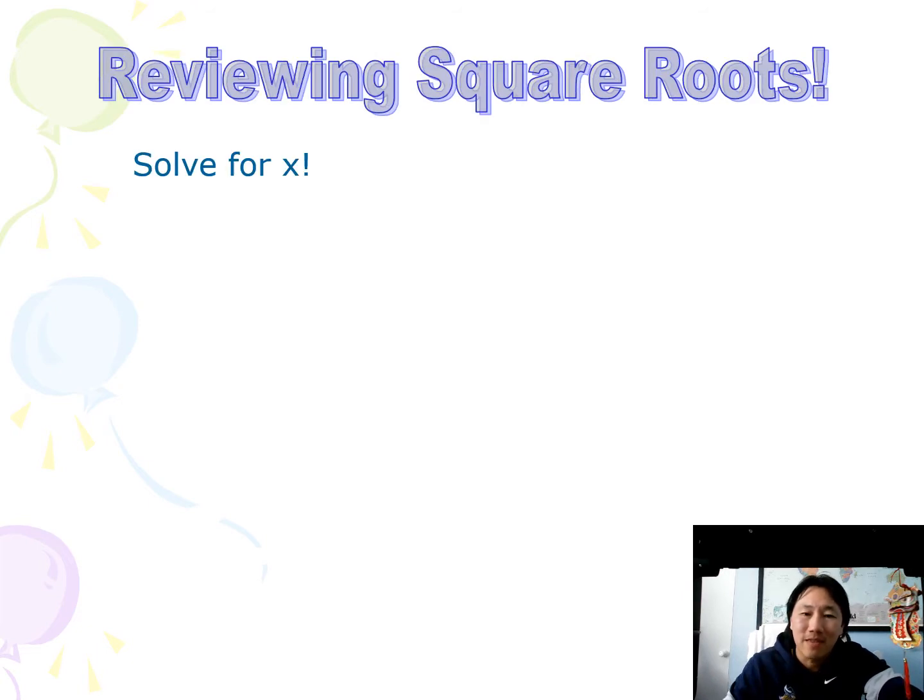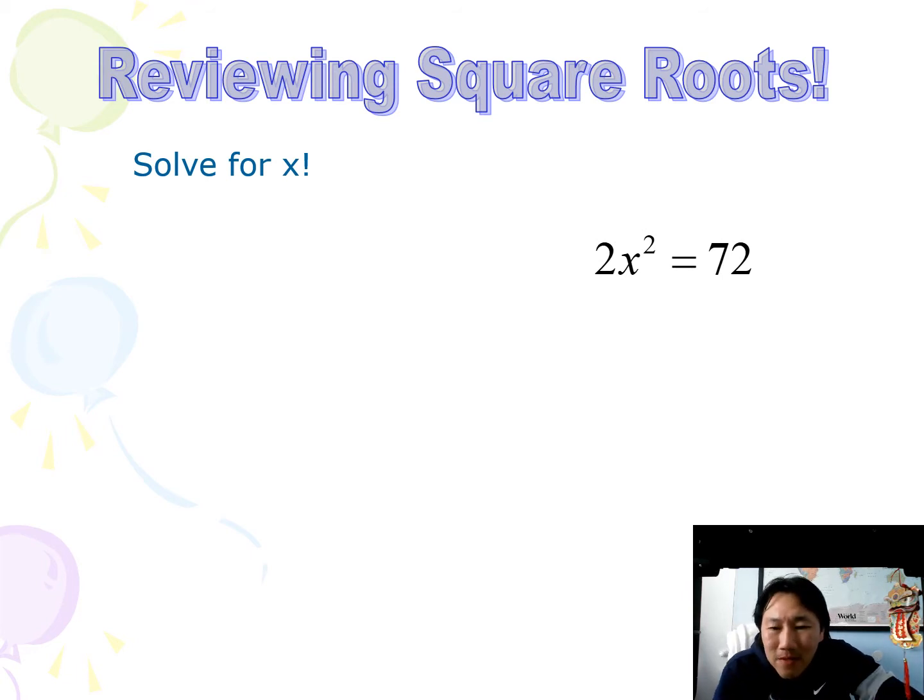Before we do that method, we're going to review a little bit about solving square root problems. Here we have a pretty easy equation. 2x squared is equal to 72. First step is to divide both sides by 2. Dividing both sides by 2, you get x squared is equal to 36. And then to get rid of the square, you're going to square root both sides.